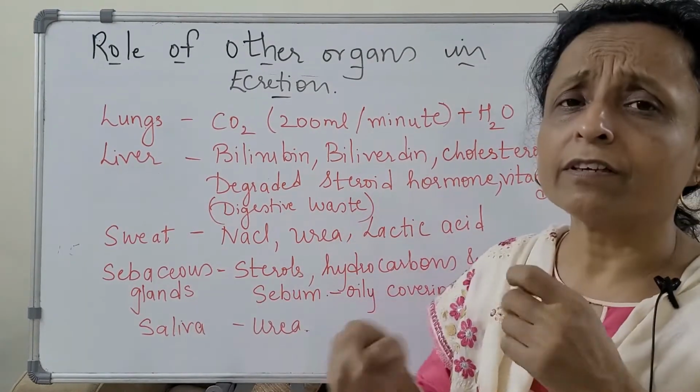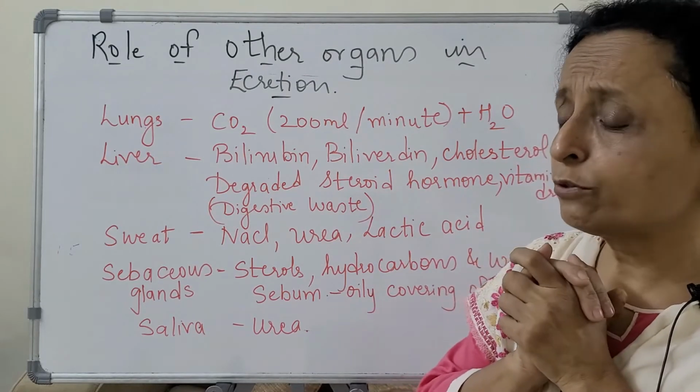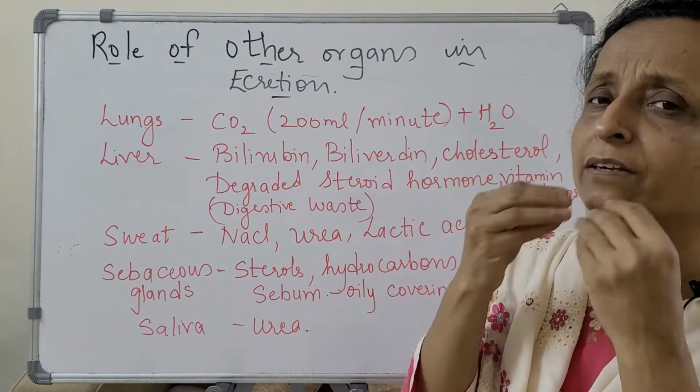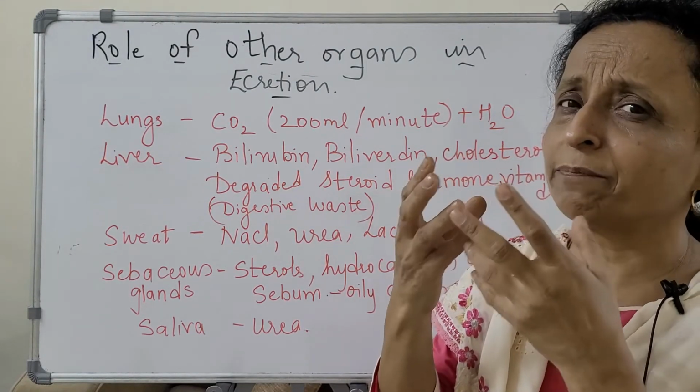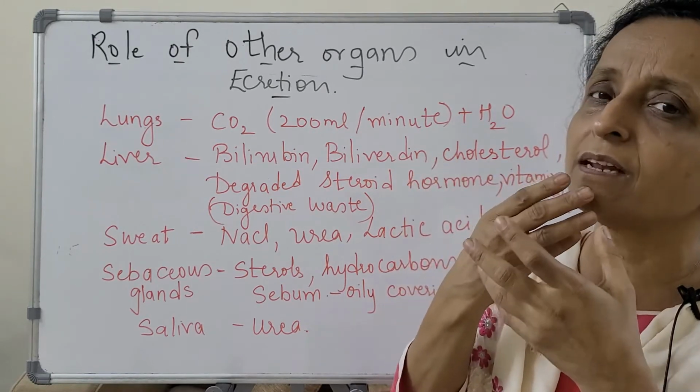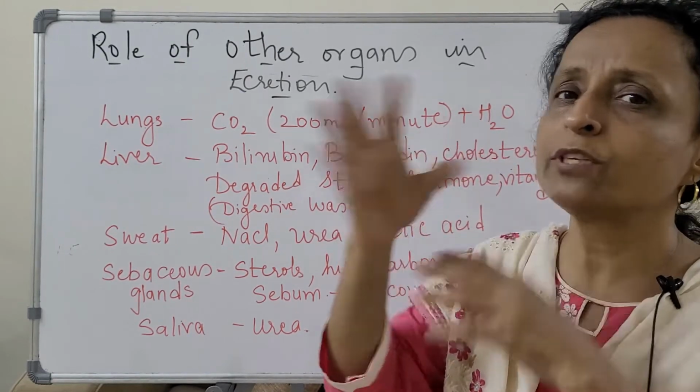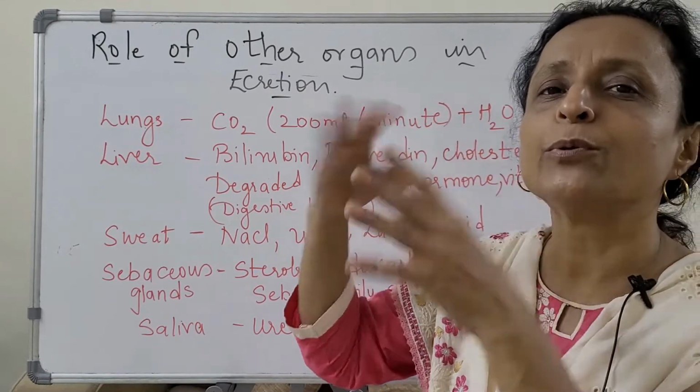Now saliva. Many times you spit. When you spit, you remove some waste which is present, like urea, which is present in saliva. So when you spit, through saliva you give out the waste urea.